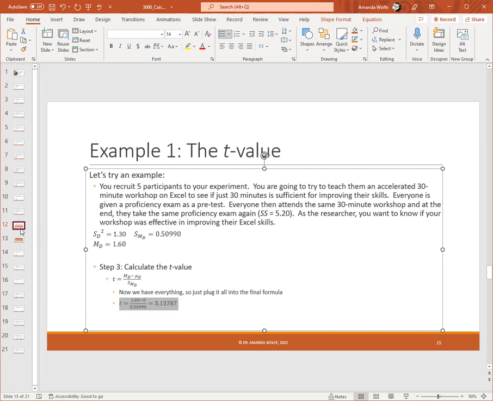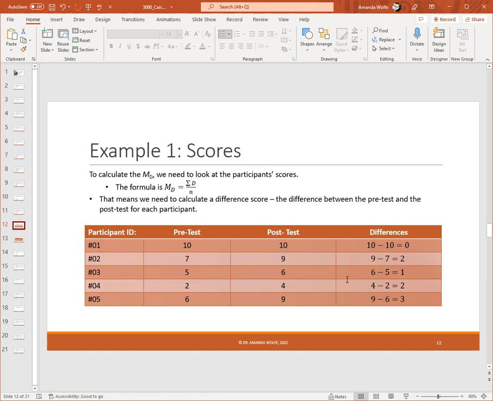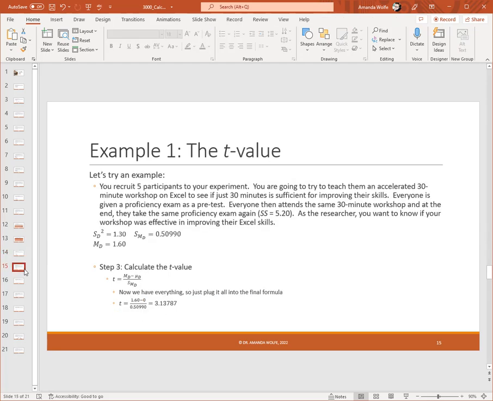It's a positive number because we did our difference scores correctly. As you can see, all of our post-test numbers are higher than our pre-test numbers, which means our differences for each participant are also positive. If our differences are positive, then our mean difference is positive. If our mean difference is positive, then our t statistic is positive. And again, that would tell us that our post-test scores are higher.